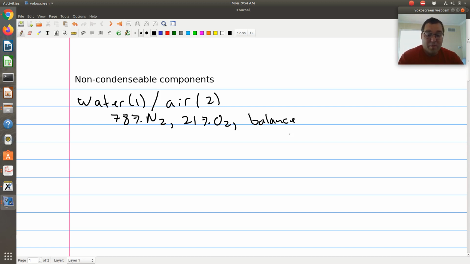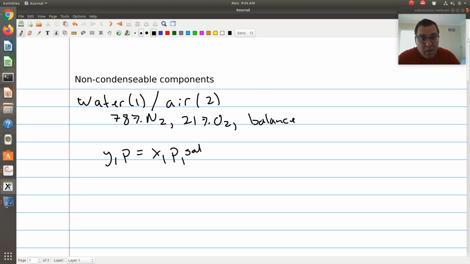Okay, cool. So how we begin is, I'm going to write down Raoult's law. I'm looking at modeling water at essentially saturation with air. So I'm going to start by just writing down Raoult's law: y1 P = x1 P1^sat.